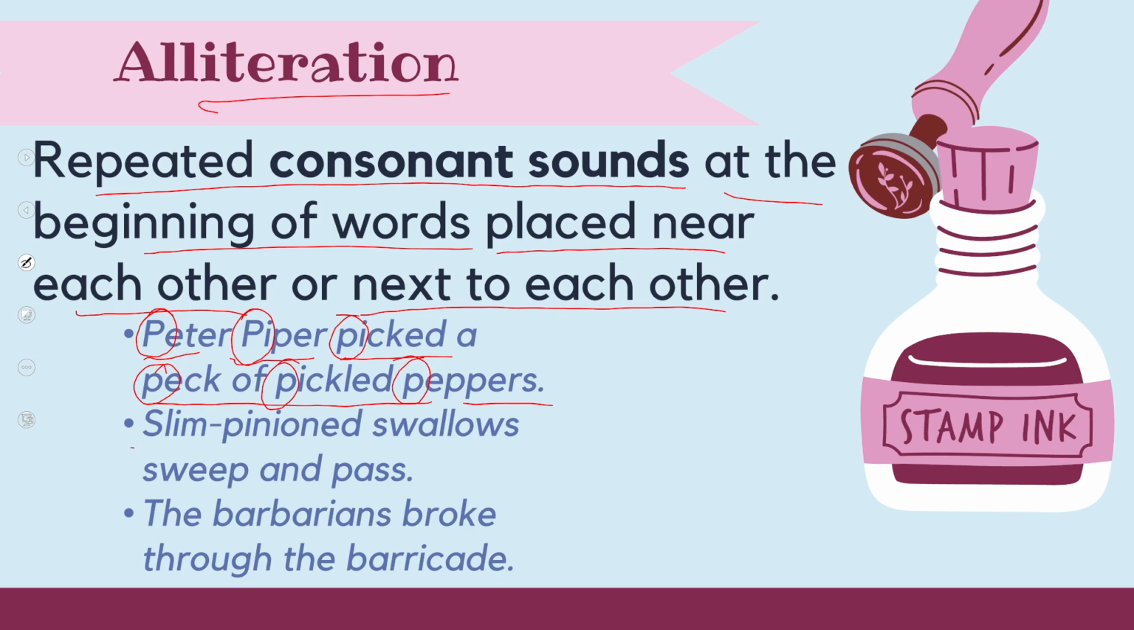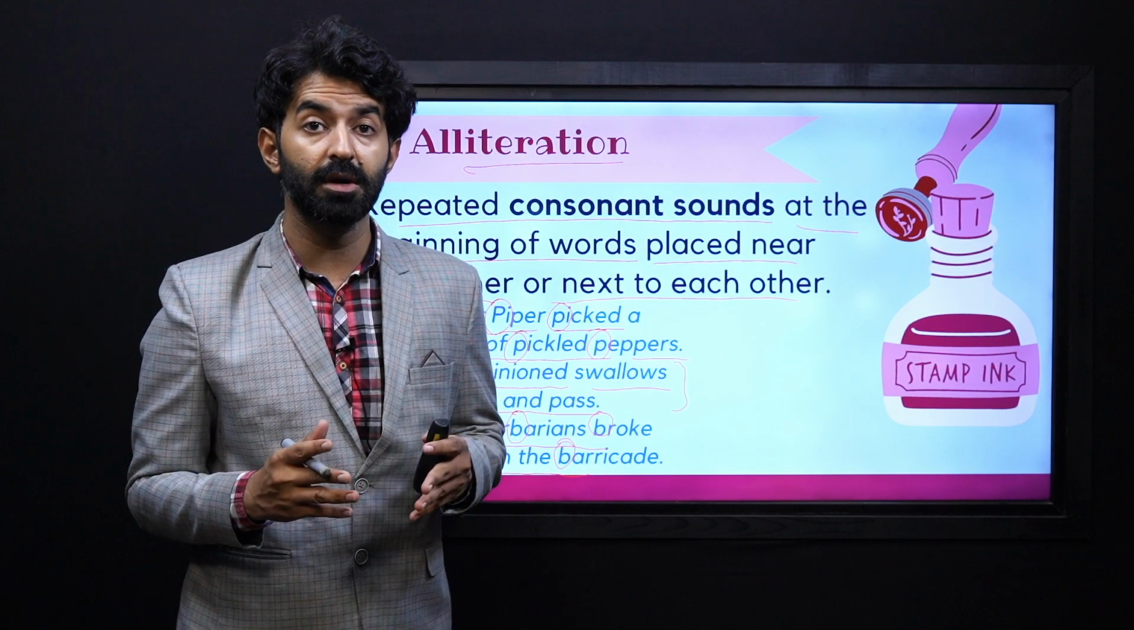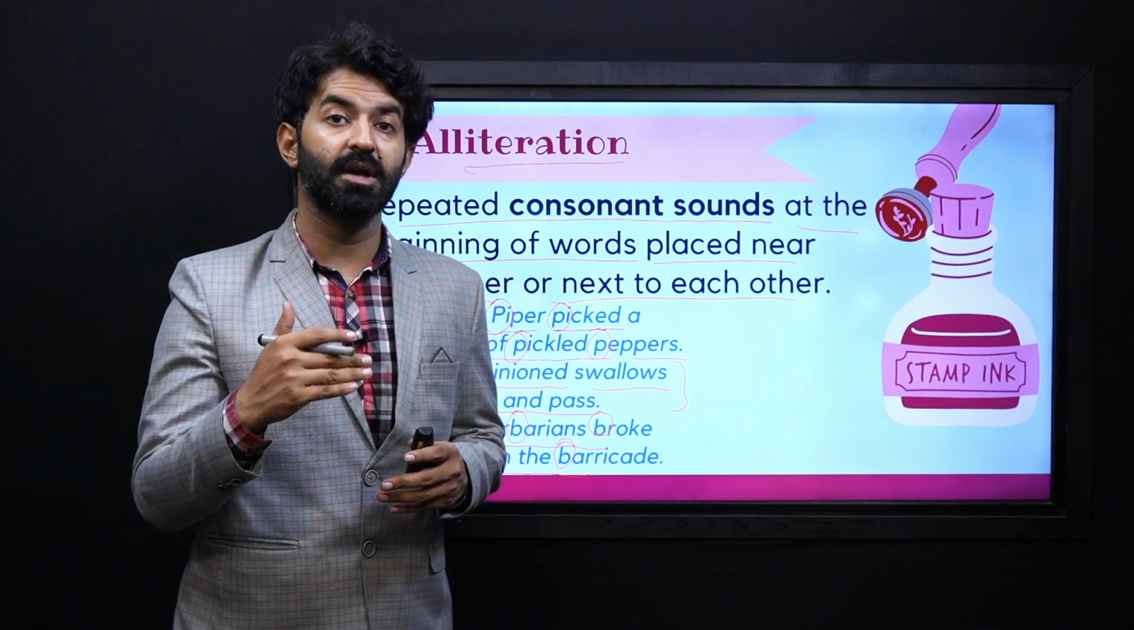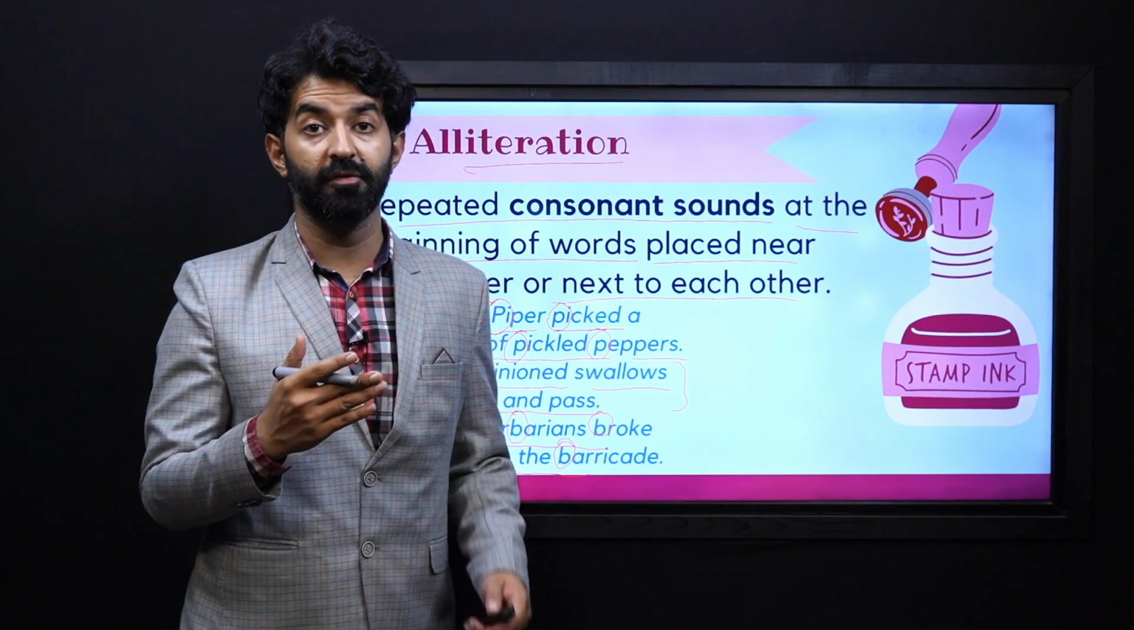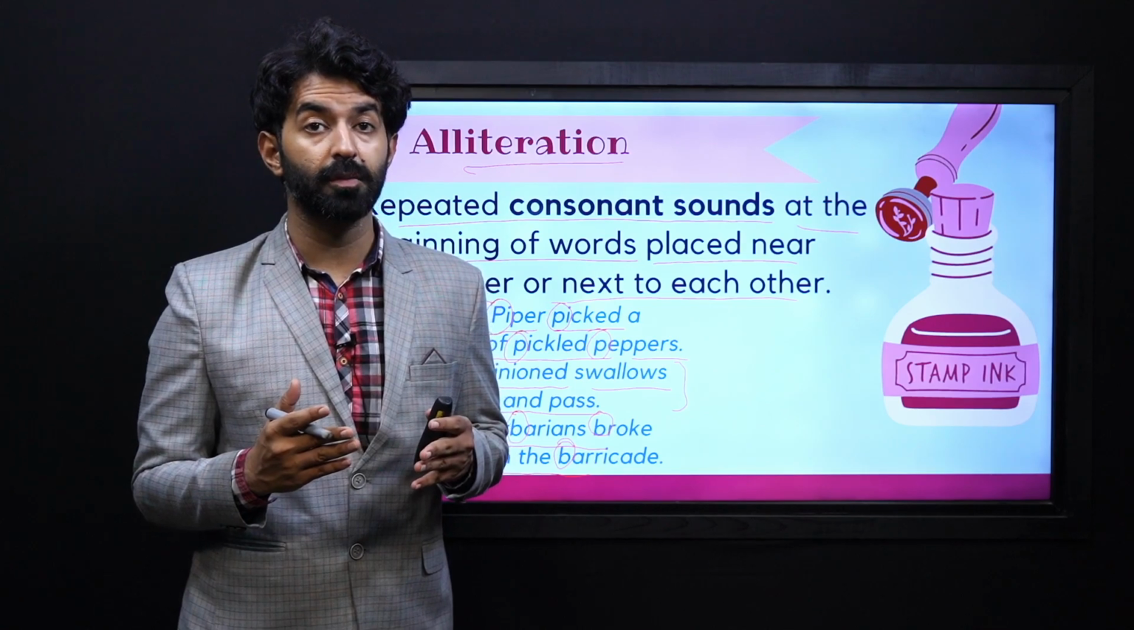Another example is slim pinioned swallows sweep and pass. The sound of S is coming again and again, so the consonant S, the sound, is being repeated. This is also an example of alliteration. The barbarians broke through the barricade. So all these have the same consonant that is being repeated again and again. So this gives us an effect, and it gives a particular sound that will leave an effect, and they are easy to remember also.